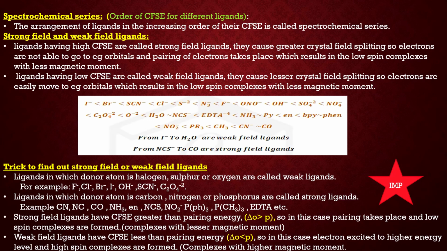Now, if the ligand is strong field, you can easily find out with the help of these tricks. If the ligand is strong field, that means it has high CFSE, and in this case CFSE is greater than pairing energy. So, pairing takes place. That means the complexes have lesser magnetic moment. Now, if the ligands are weak, that means they have less CFSE and pairing energy is greater than CFSE. So, pairing is difficult and hence electrons are excited to the higher energy level and high spin complexes are formed. That means the number of unpaired electrons is more. So, the complexes have high magnetic moment.